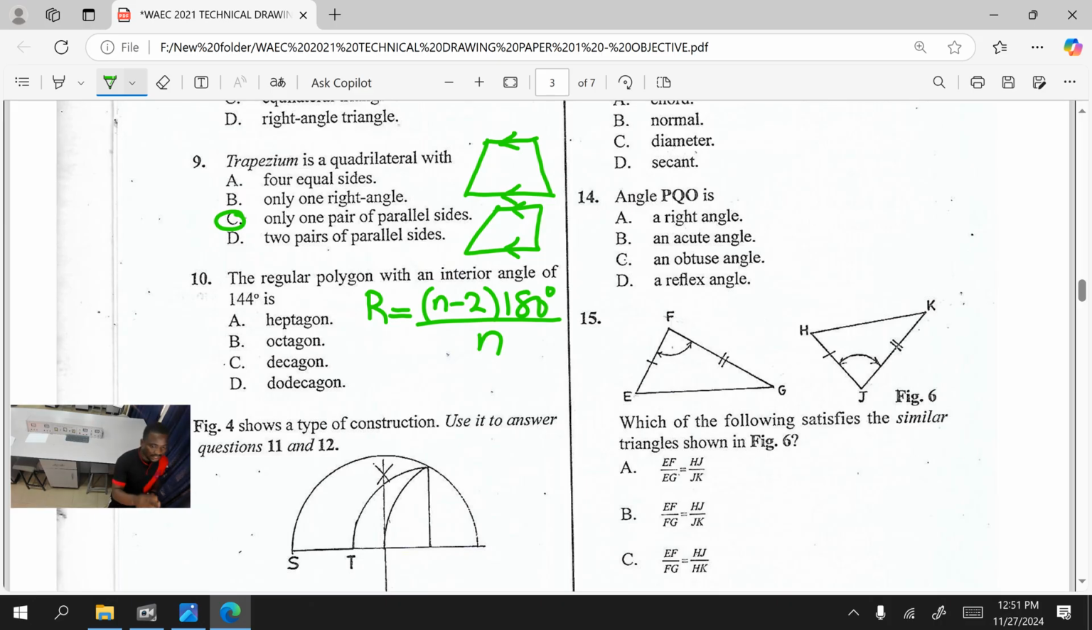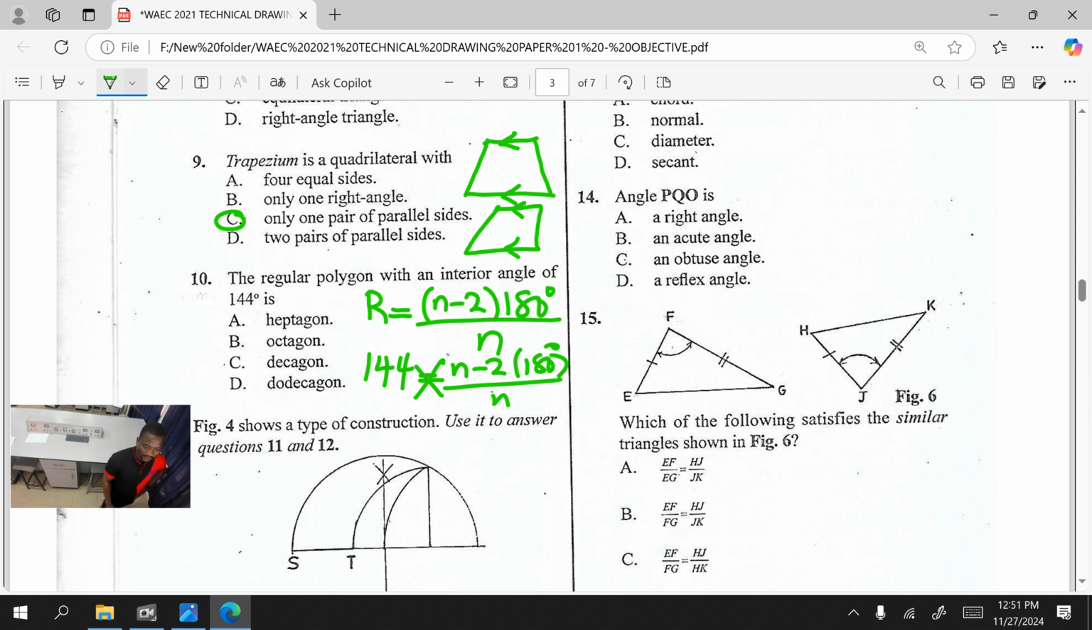And in this case, we are given one of it, which is an interior angle of 144. So I'll put it as r. Then equal to, we are looking for n. Do you remember that? So I have (n minus 2) into bracket 180 degrees all over n. Do you see that now? Good. So what's the next step? This is mathematics. I told you earlier on.